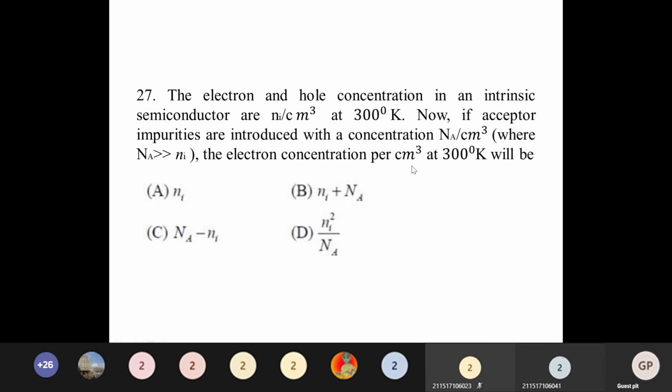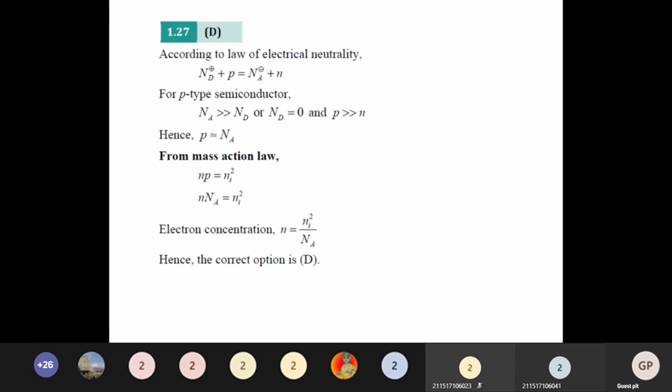So the electron and hole concentration in an intrinsic semiconductor is Ni. After that, acceptor. Acceptor means what? The material is P type material. So P is equal to Na is given. They are asking the electron concentration, small n.